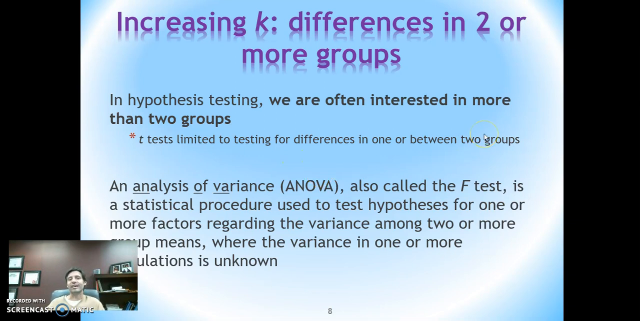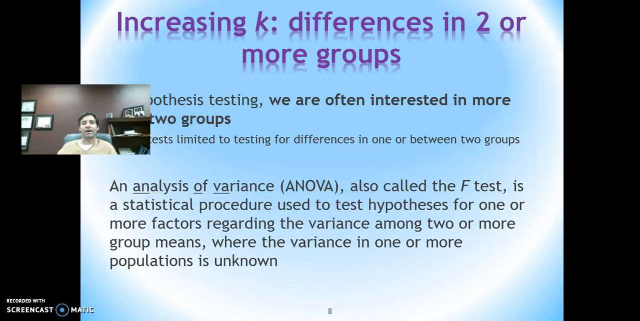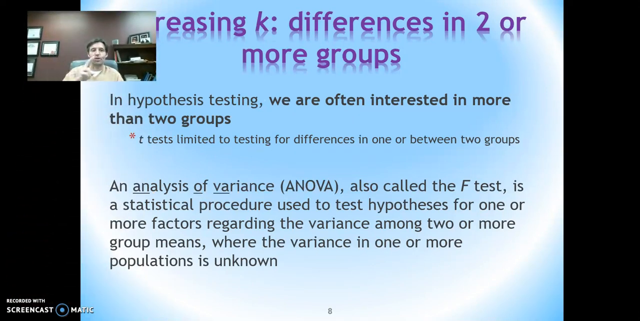Normally, we're used to running t-tests when you have only 2 groups. But in hypothesis testing, we're often interested in more than 2 groups. And t-tests are quite limited in that if you had 3 or more groups, you'd have to do t-tests between each one of those groups. So if you have 3 groups, you're looking at 1 t-test, 2 t-tests, 3 t-tests to examine differences. That becomes very impractical when you get really high numbers.